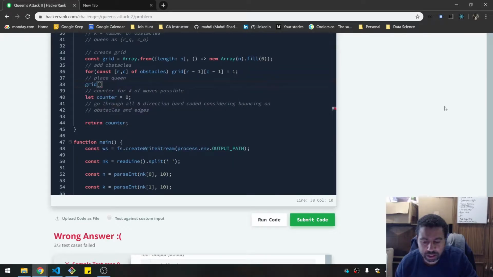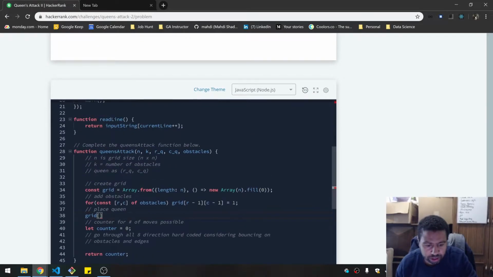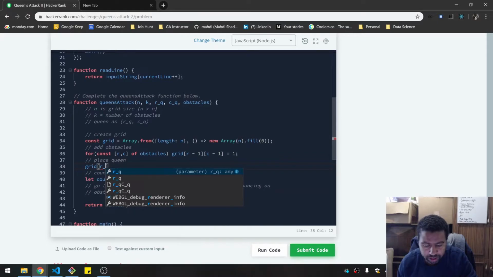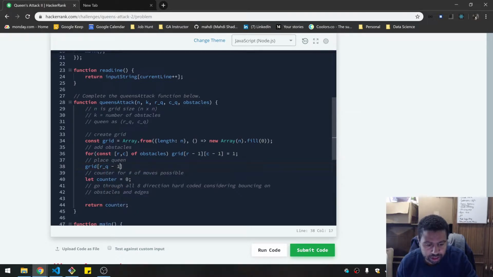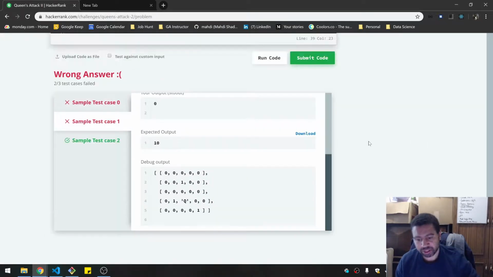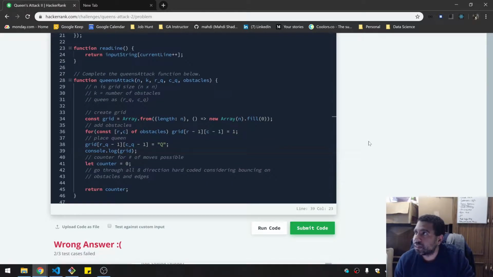Grid, is it QR, QC? R_Q, C_Q, R_Q-1, and C_Q-1. I'm going to say you're equal to Q for the queen. Okay, cool. So do I need to hard code it? I think so. Yeah. Okay, so I'm just going to do it that way.